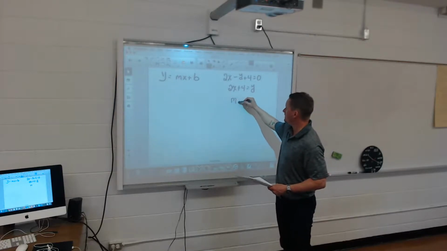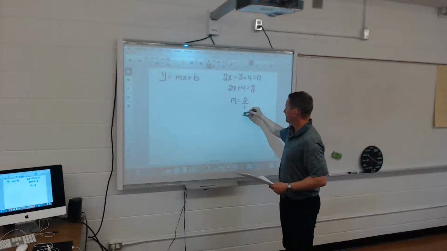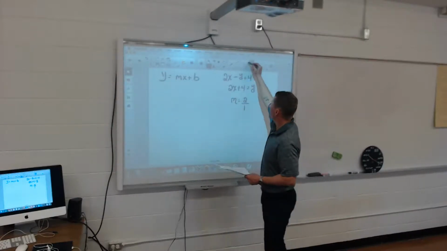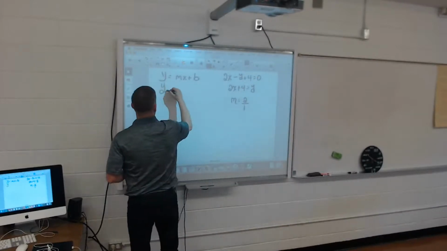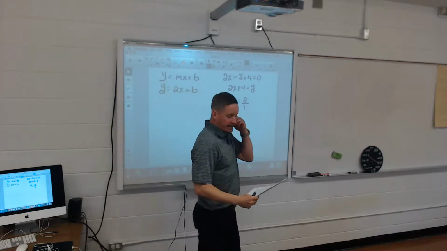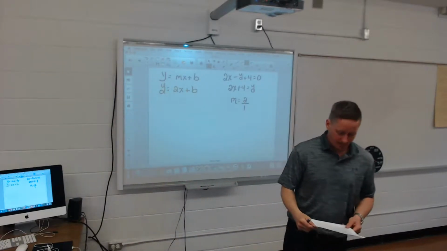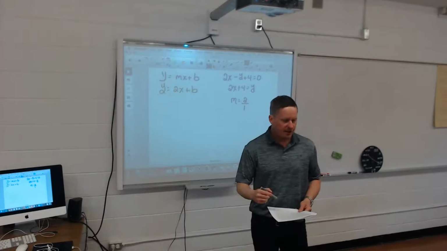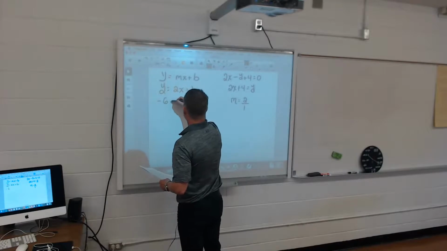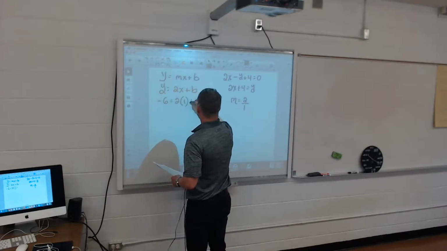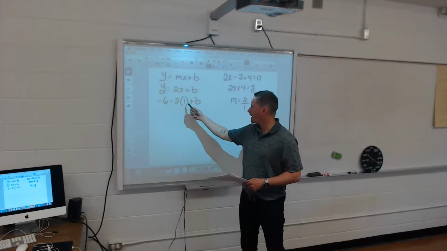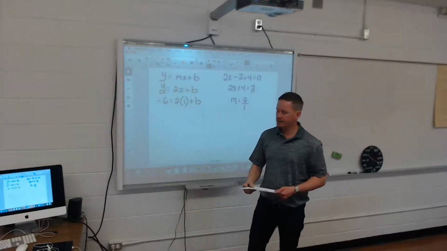Well, what's the slope of this guy? 2 over 1. So I plug it into my equation here. Y equals 2x plus b. Now I need to find my b value. And now in order to find my b value, I'm going to use my x and my y value, my 1 and negative 6. So I go negative 6 equals 2 times 1 plus b. So I put negative 6 in for y. I put 1 in for x.